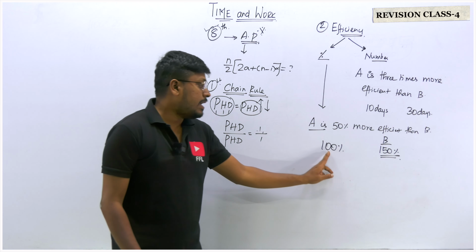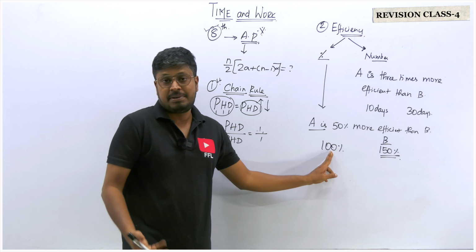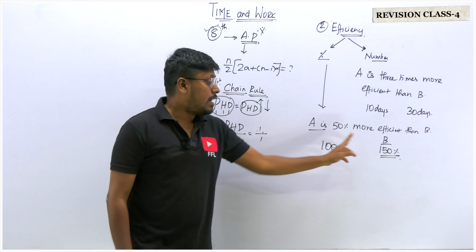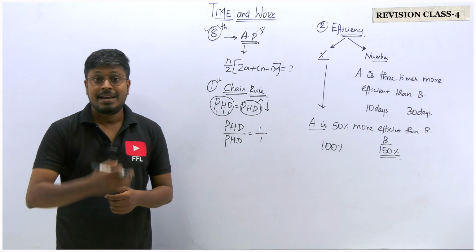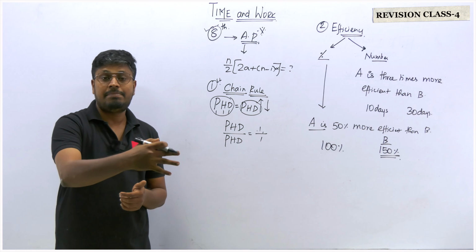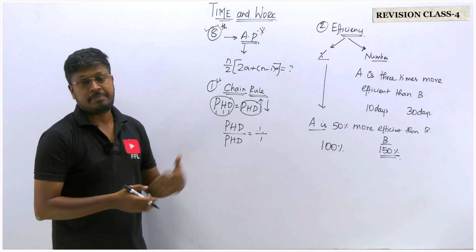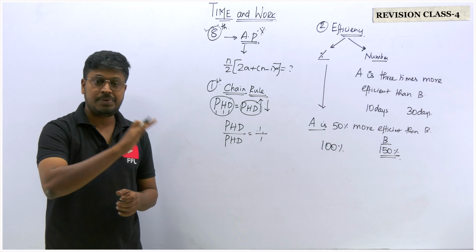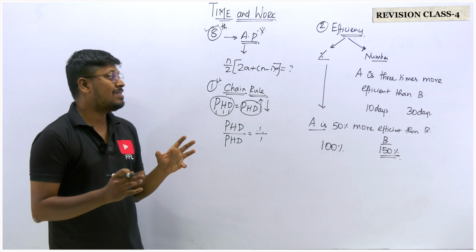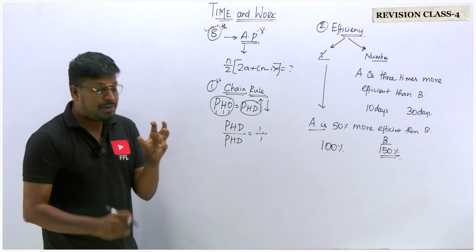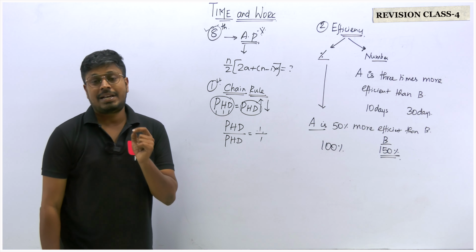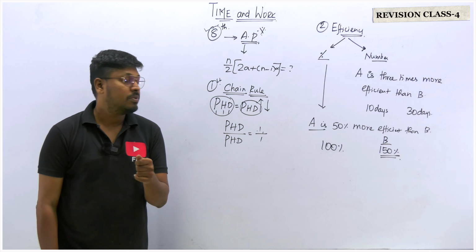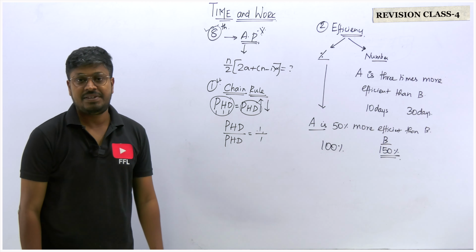Now you can see A can complete a piece of work in 100%. Let's take 100 days. And B can complete a piece of work in 150 days. Only then we can say A is 50% more efficient than B. Okay, don't make that mistake. Even in the video I have told it, right? So efficiency alone, even though the question is very simple, students usually make a mistake. So try to practice more and more questions on the concept of efficiency, right?